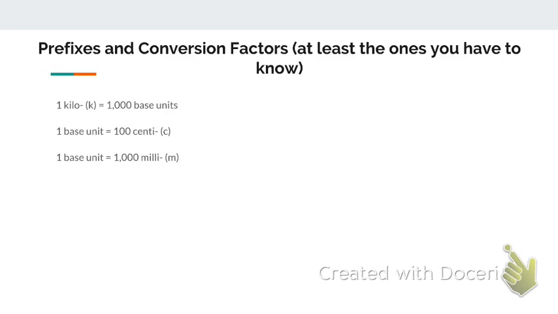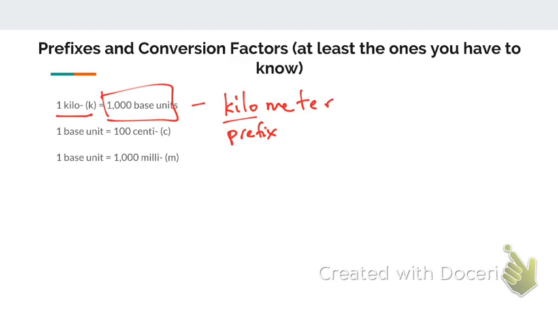So we also put prefixes on the base units. So for example, the three you have to remember, is kilo. So like we can add kilometer. So in the kilometer, kilo is the prefix, and it tells you that there's 1,000 base units in the kilo. Meter is your base unit. And so a kilometer is 1,000 meters because it's 1,000 base units.